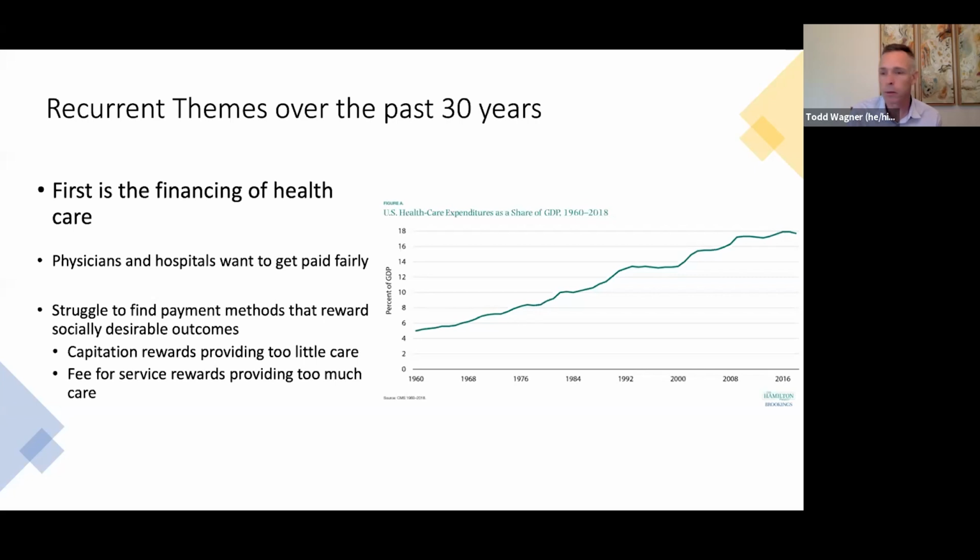And at the two extremes, we have capitation, sort of what the Kaiser model is, where it provides incentives for doing too little. And then we also have fee for service, which we all know provides incentives for doing too much. On the right-hand side you get a sense of the US healthcare expenditures as a share of the GDP, from 1960 to 2018, and that comes from the Kaiser Family Foundation and Brookings.